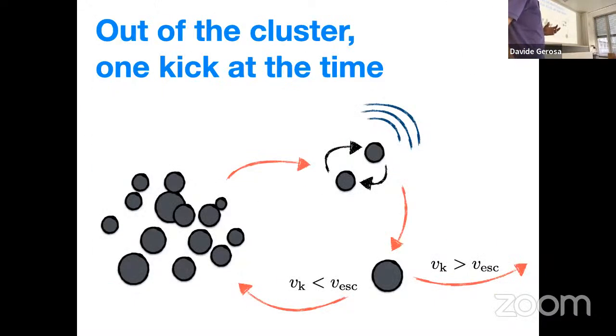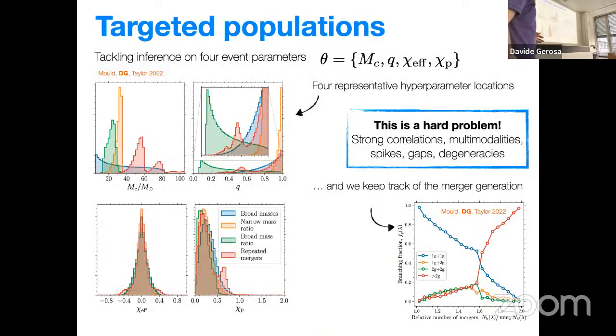So the escape velocity is updating every time? No, it's not. It's a fixed parameter. Each cluster has a different one. Yeah, it's easier than that.